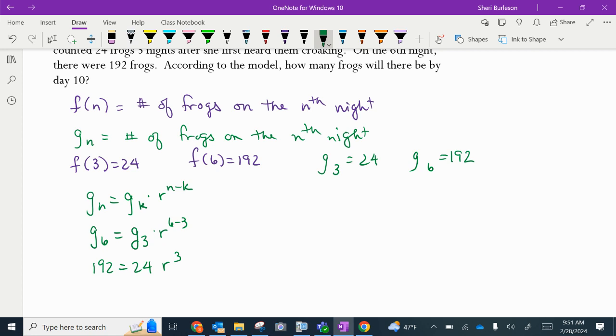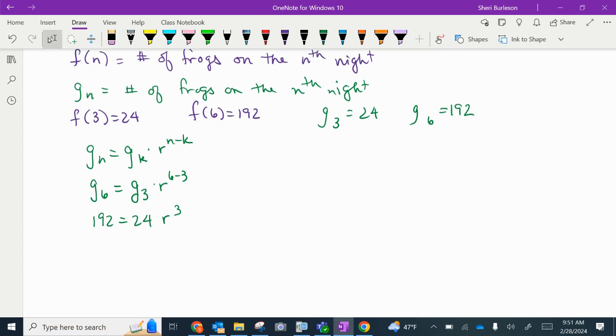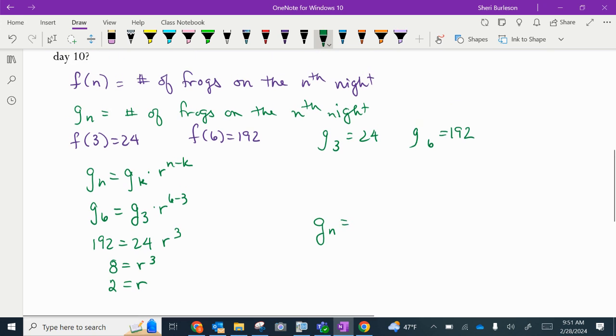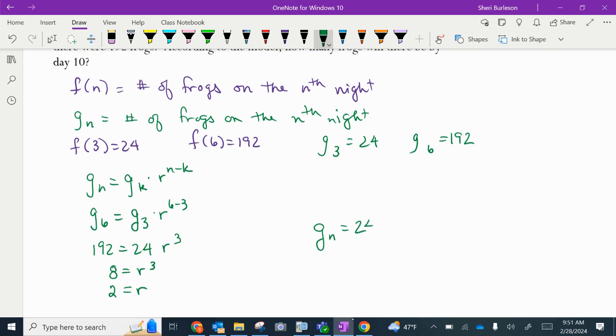Okay, so now when I divide 192 by 24, please tell me I get 8. Good, because that's how I set it up to make nice numbers. So then R is going to be 2, right? So then my model G sub n, I can start wherever I want: 24 times 2 to the n minus 3.